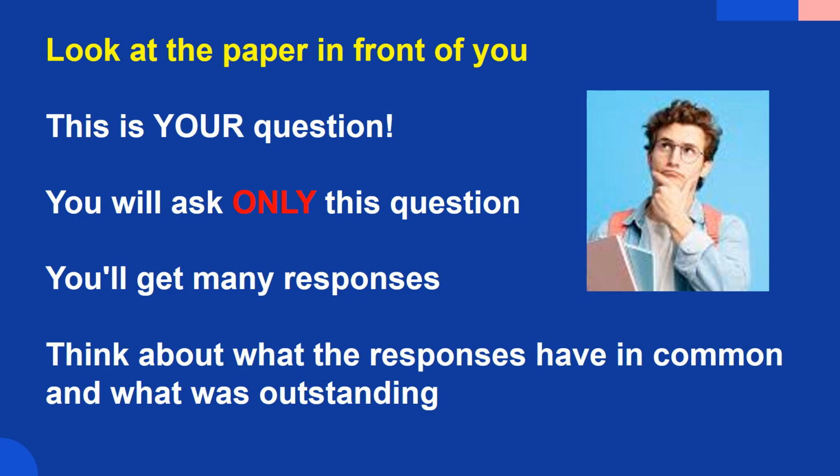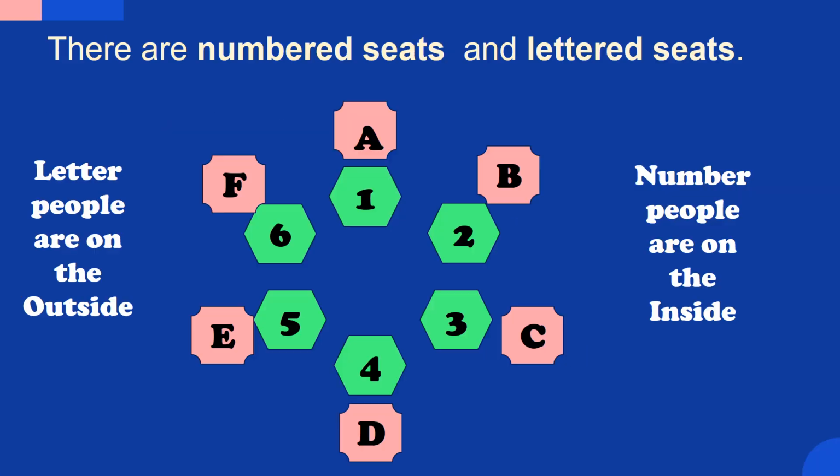So look at that paper in front of you. Each of you should have a nice colored sheet of paper that has a question on one side with either a letter or a number. And on the back is just a quick summary of how to do this. This question is the only one you're going to ask. Lots of people are going to give you answers, but I want you to think about what all those responses have in common, and then what answer was the best.